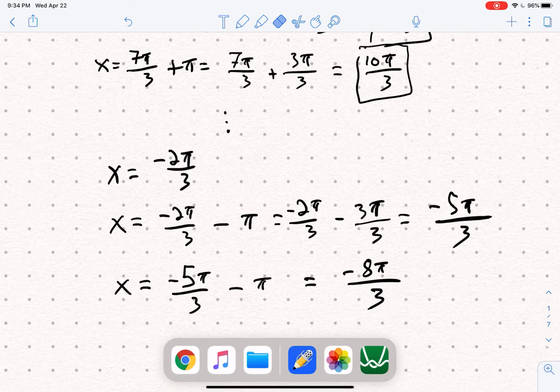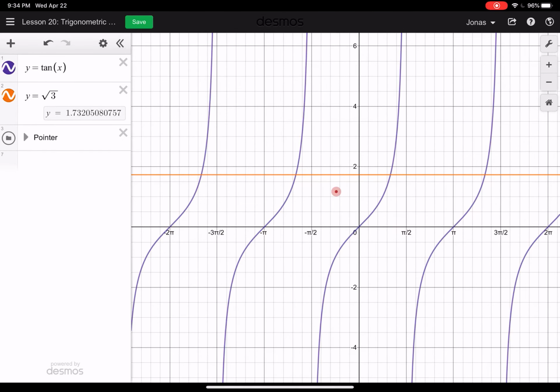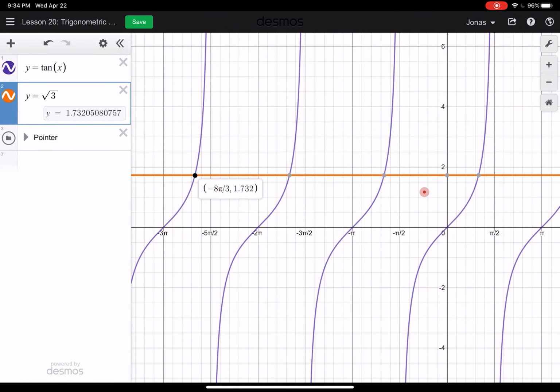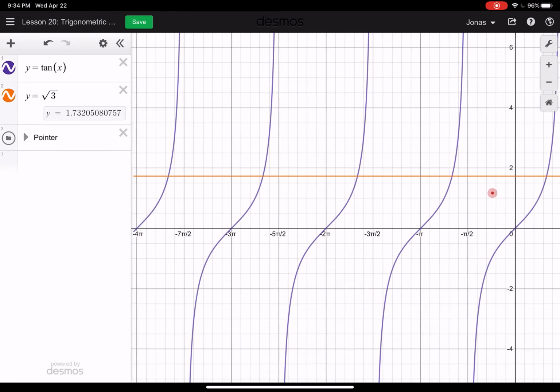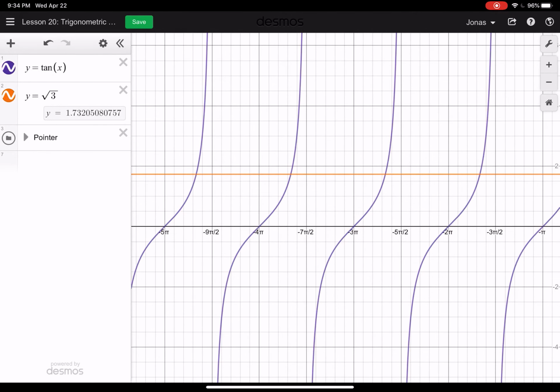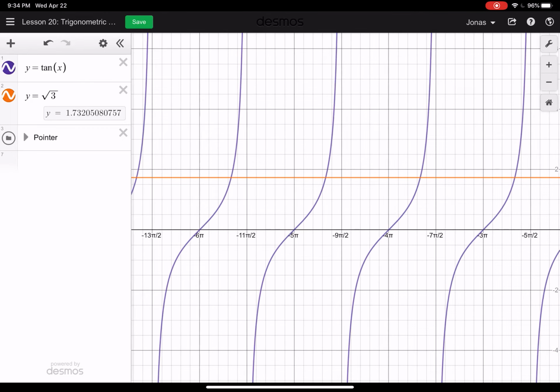That negative 8 pi over 3, if we want to see it on the graph, is I believe right here. Oh, that was negative 5 pi over 3, and then the next one down is negative 8 pi over 3. And of course, we don't have to stop there. We can keep moving down, down, down, and it will keep seeing places where the tangent of that angle is equal to that radical 3.